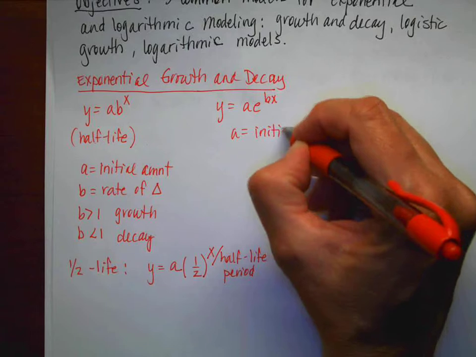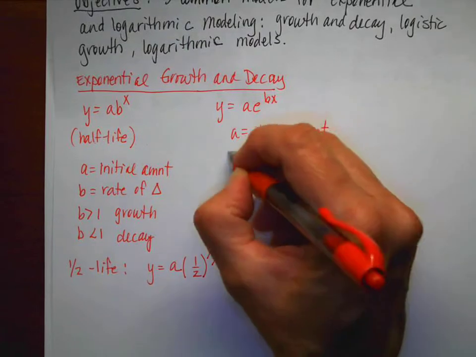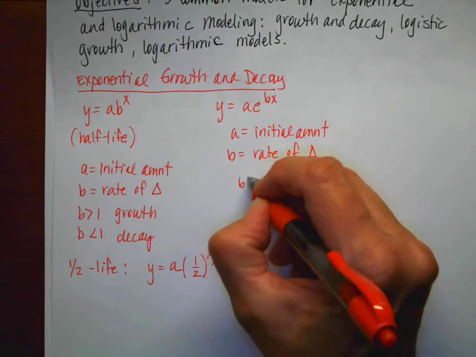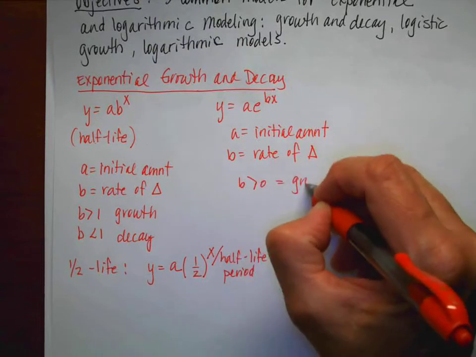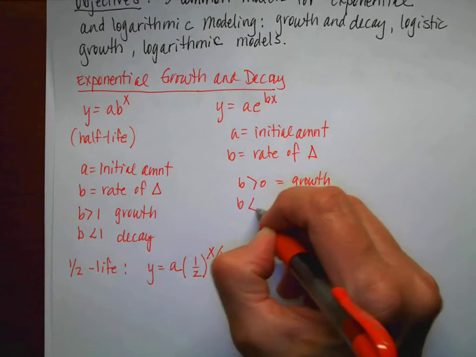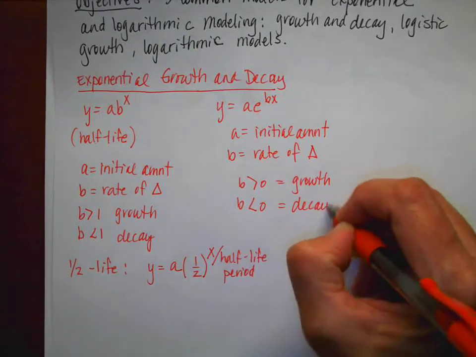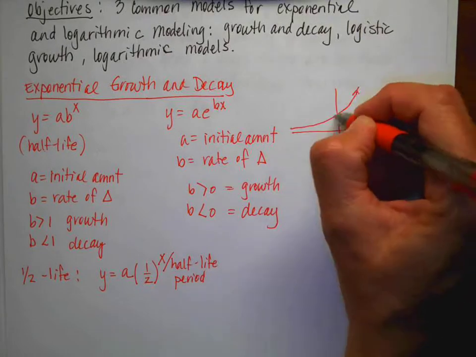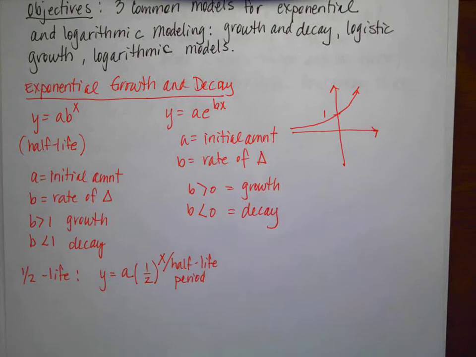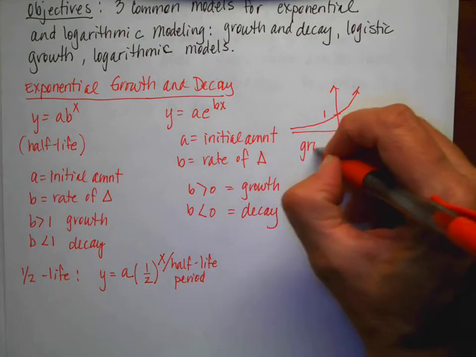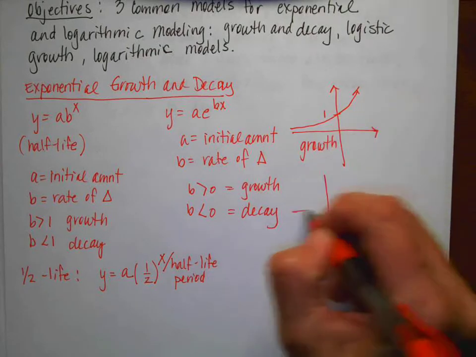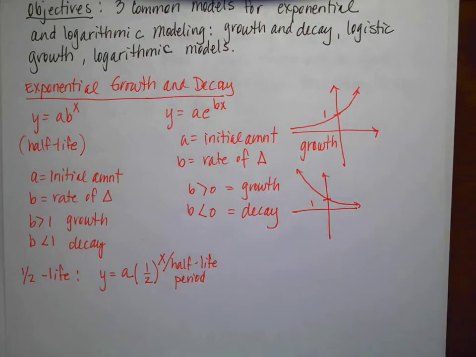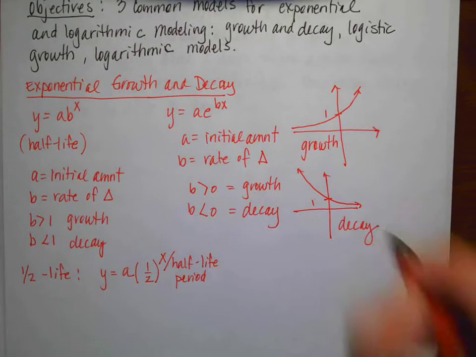A is still going to be the initial amount. B is still going to be the rate of change. In this one, if B is positive, then it is growth, and if B is negative, then it is decay. Both models basically look like an exponential function, because that's what it is, and it crosses there. That's the model for growth because the value is increasing, and decay would be basically the same graph, crossing at 1. So this would be our decay graph.